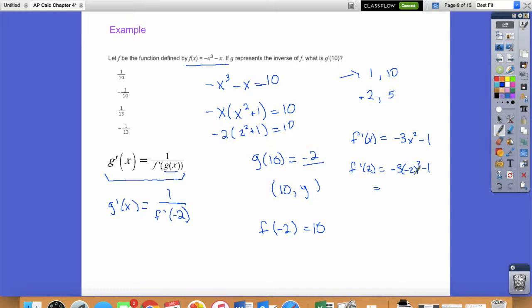So negative 2 squared is 4. 4 times negative 3 is negative 12. Minus the 1 gives us negative 13. So our answer here would be g of 10 equals 1 over negative 13. So that would be our answer. So that was just to get you thinking of inverses.